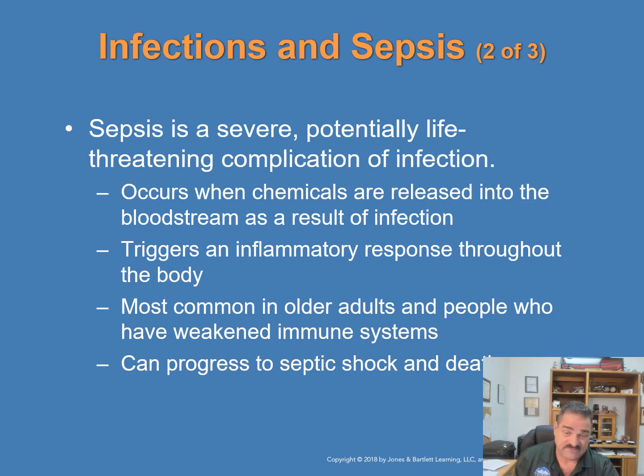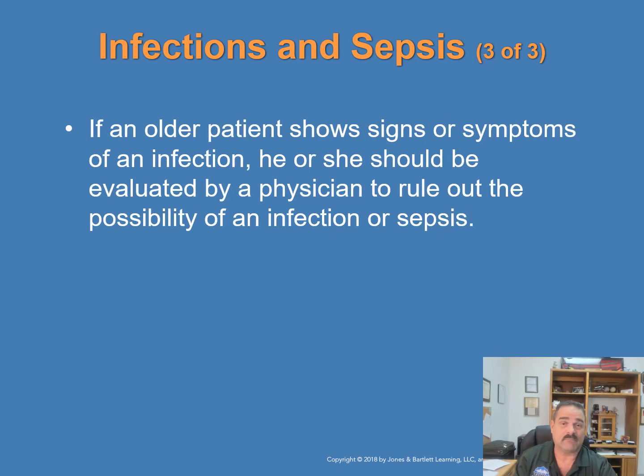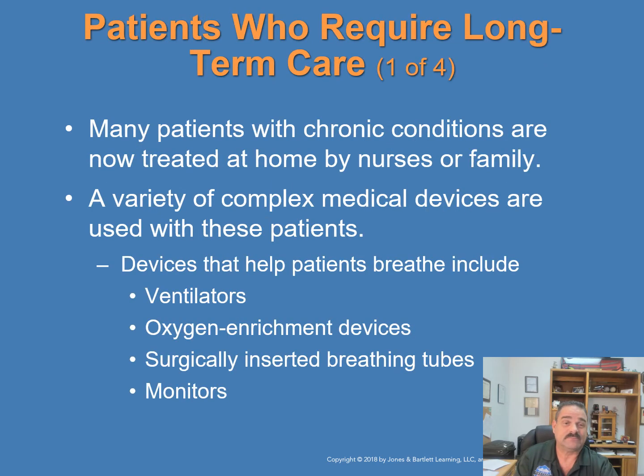So if they've got a fever, they're sick, they've got nausea, vomiting, diarrhea, let's treat it as sepsis. They need to go to the hospital. Okay, we don't mess around with this stuff because this could be potentially life-threatening. If an older patient shows signs or symptoms, again, he or she should be evaluated by a physician. Again, sepsis is bad stuff. So let's get prompt transport for them.